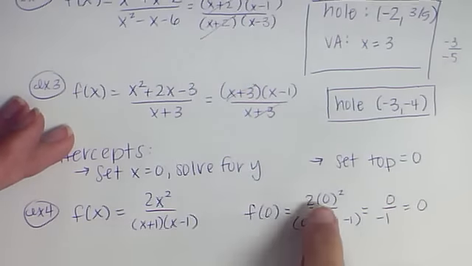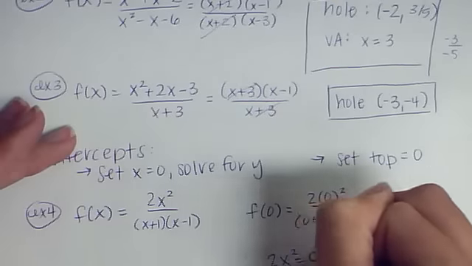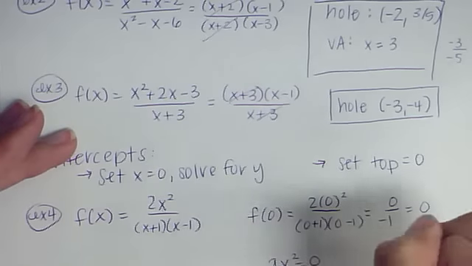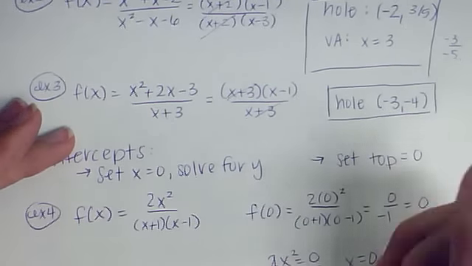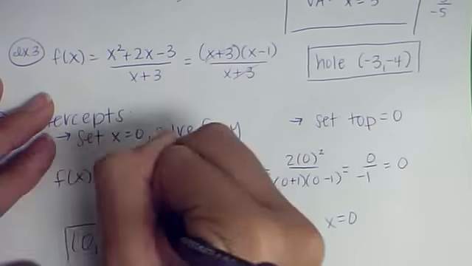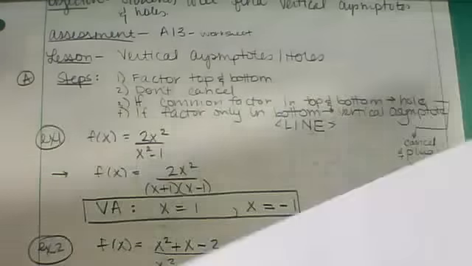If I do the second piece and set just the top equal to 0, 2x squared equals 0, I would divide both sides by 2. X squared equals 0. Square root both sides, and x equals 0. So in both of these cases, I got 0, which means my intercepts are simply 0, 0. Let's look at another case where that does not happen.